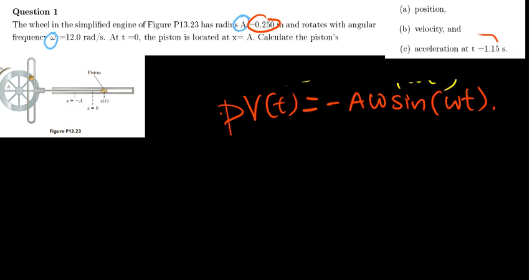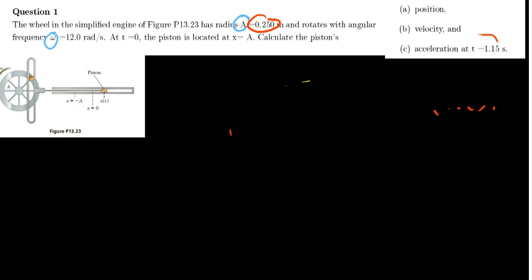Yes, please, David. Why are we using t to be 1.15? We have been given t to be 1.15. Oh, so I have to use the same one which is on C for A. Yes. The question is to calculate the piston's position, velocity, and acceleration at t equal to 1.15 seconds. So this t is for part A, part B, and part C.